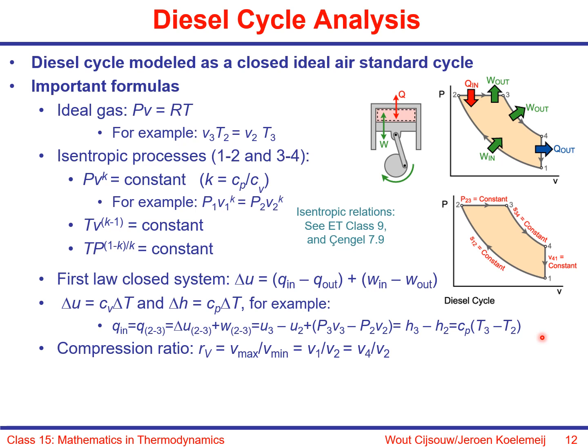There's another important parameter that plays a role in determining the efficiency of the engines. That's called the compression ratio, the ratio of the maximum volume during a stroke and the minimum volume. We came across that during Wout's presentation, and also there he showed that using these isentropic relations, you can show that the ratio of V1 to V2 is the same as the ratio of V4 to V3.